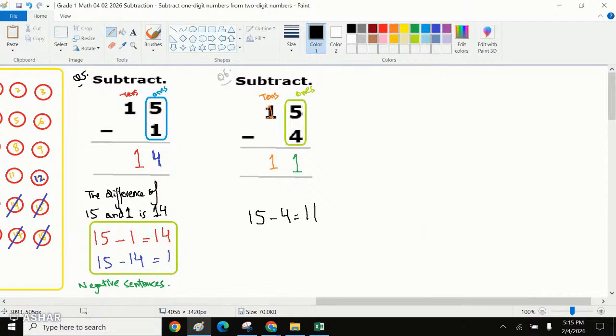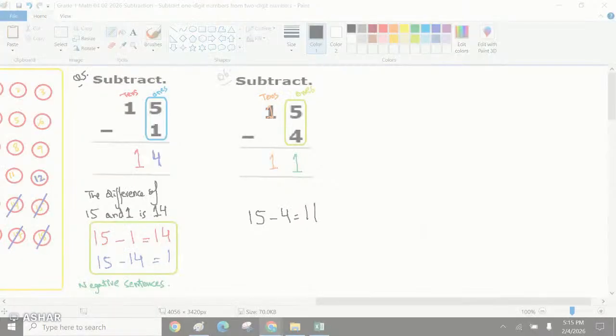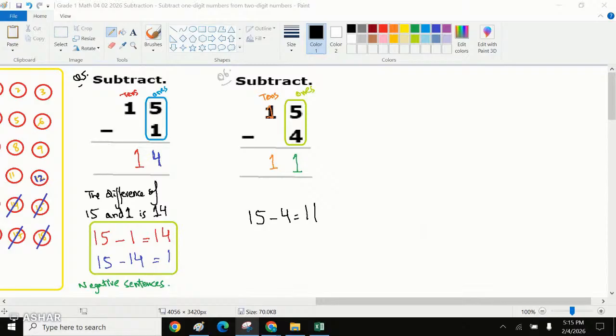Or we can give the negative sentences, right? Whatever they're asking us to do in the question, we would try to fill up those requirements. Okay, let's have a look at the next example. Okay, so the next question says subtract 18 minus 8. Let's suppose if this is a question given to us.